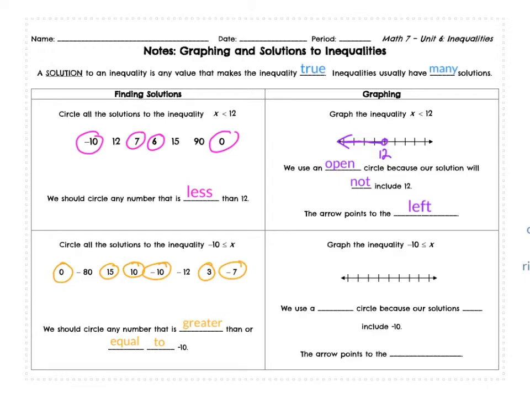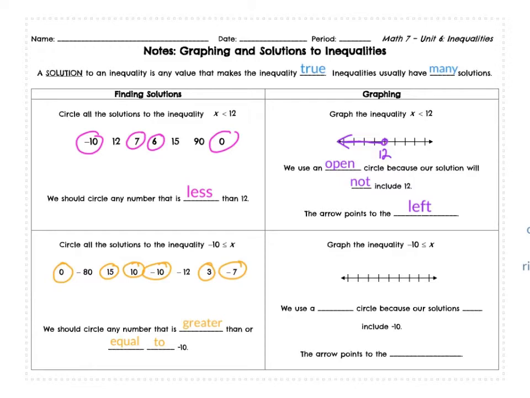Remember, you're looking for things to make the statement true. As we talked about before, inequalities are going to have many solutions. Look at all the solutions we have for that particular problem. So they're going to have lots of solutions for inequalities, and that's something you're going to have to get used to.